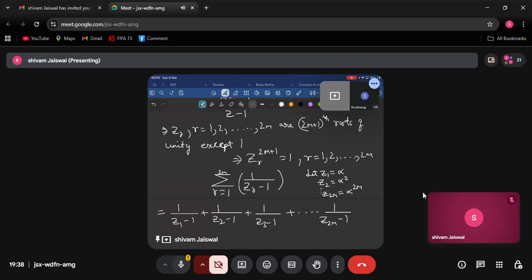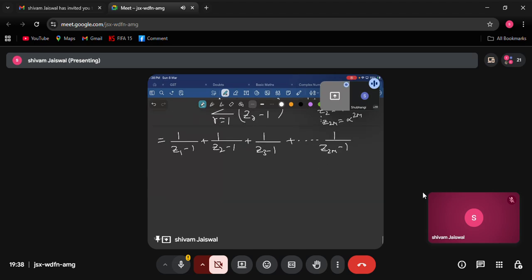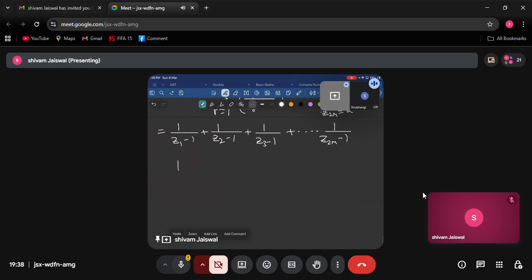Okay. So what I'm going to do is, I'm going to create alpha to the power 2m plus 1 everywhere, so that it becomes easier for us to simplify. So I'm going to add first one and the last one. Let us see what will happen if I add 1 by z1 minus 1 plus 1 by z2m minus 1. This will become, LCM would be alpha minus 1 into alpha to the power 2m minus 1. Numerator would be alpha to the power 2m minus 1 plus alpha minus 1. Tell me, are we people getting this step?